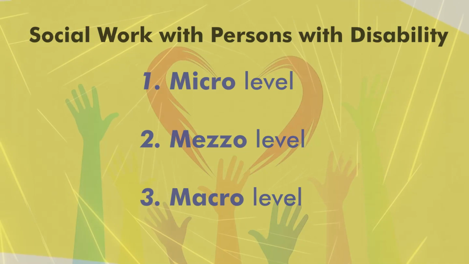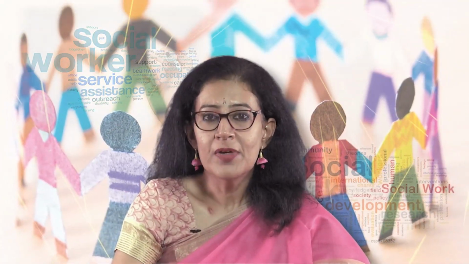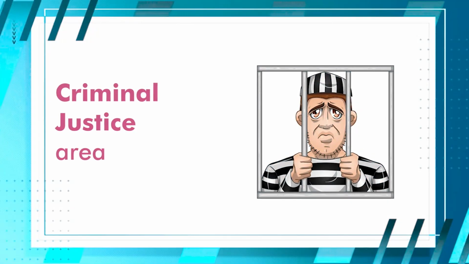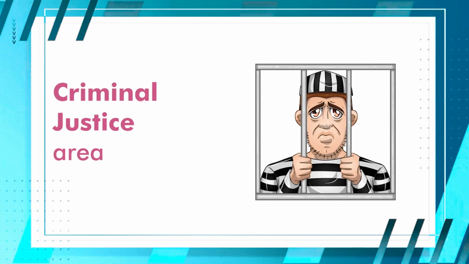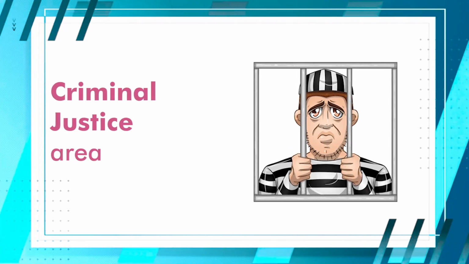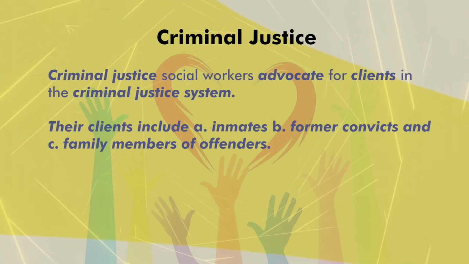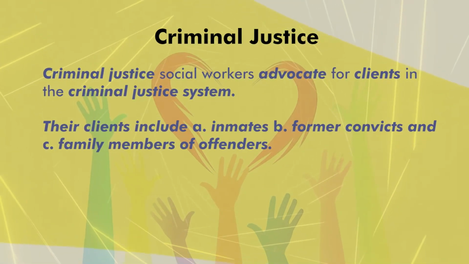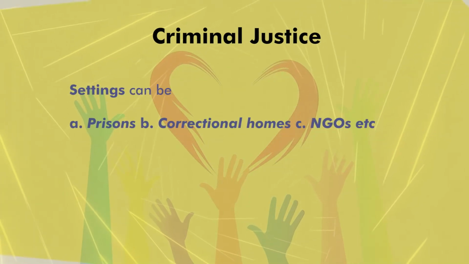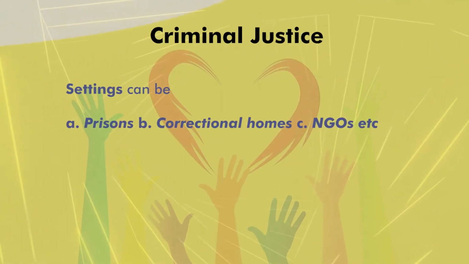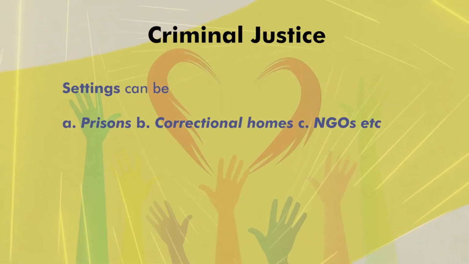Now, the last area is the criminal justice area for social work practice, where we work with various institutions to provide rehabilitative services for inmates, former convicts, or even family members of offenders we are working with. So the popular settings can be prisons, correctional homes, and even non-governmental organizations.